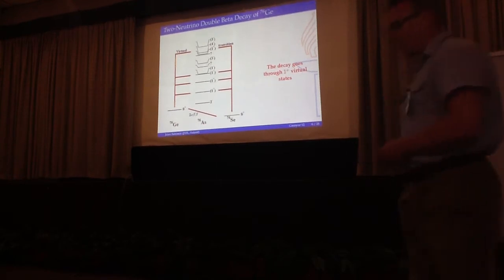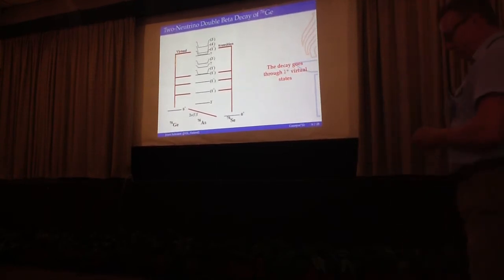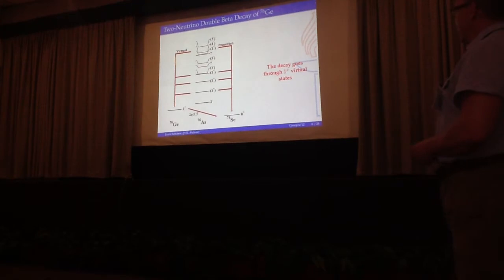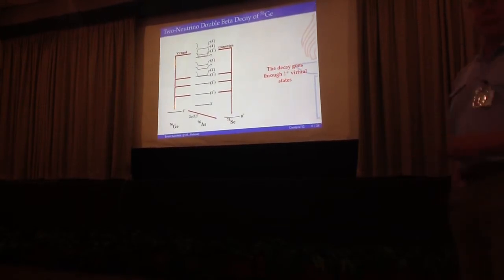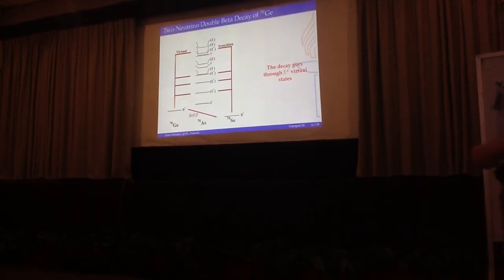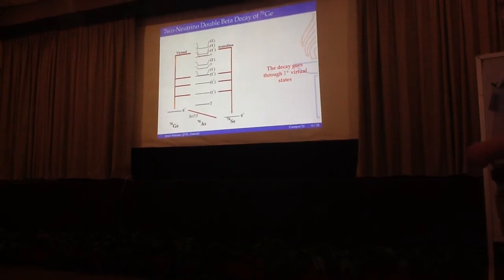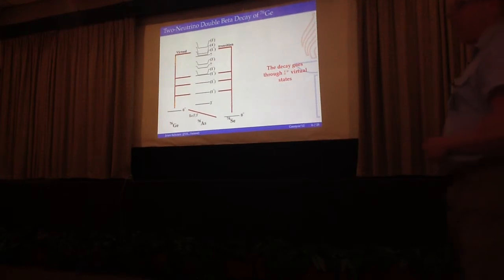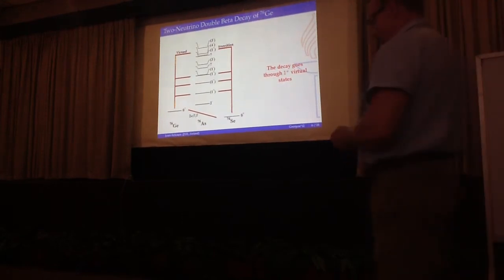From the nuclear physics point of view, the situation looks like this. We have two successive Gamow-Teller decays through 1+ states of the intermediate nucleus, arsenic in this case. And what remains for the nuclear physicists is to calculate the wave functions of these 1+ states.